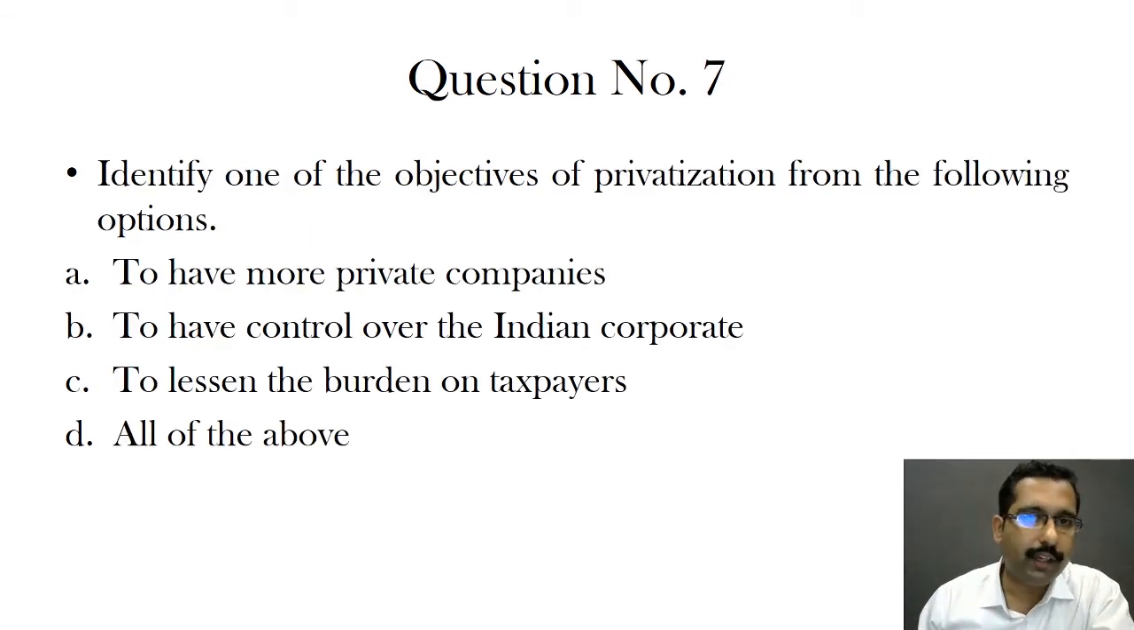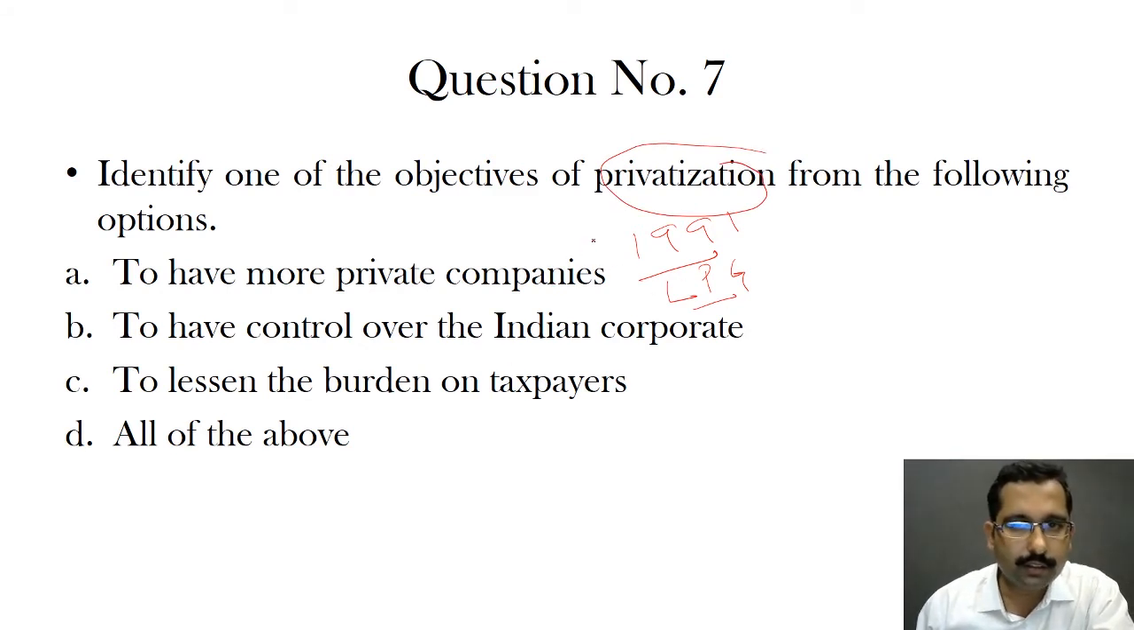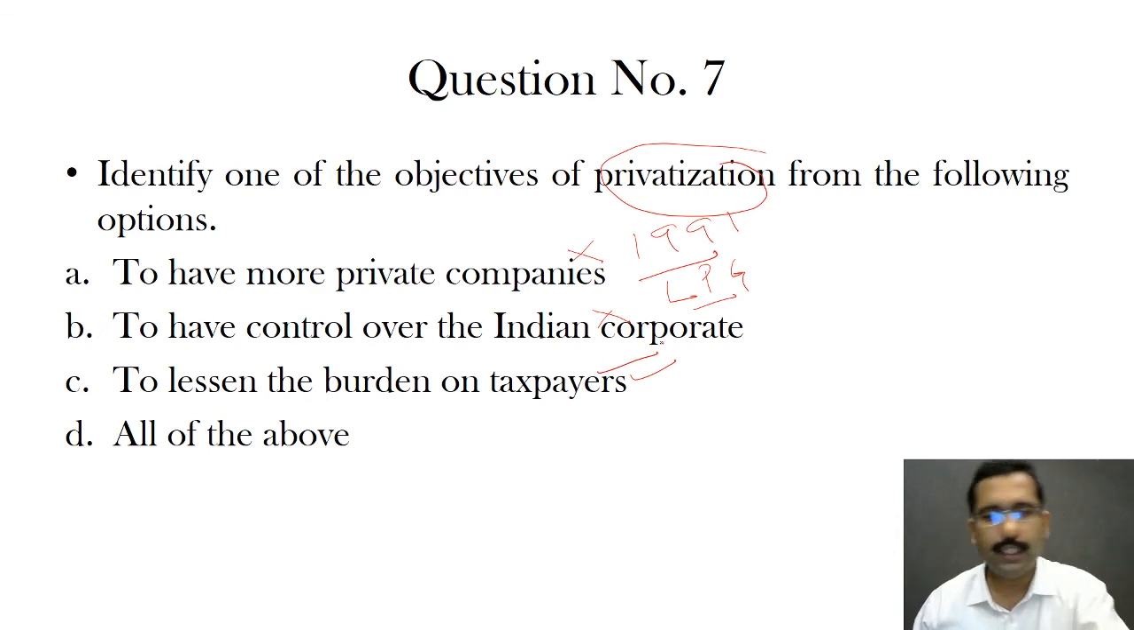Question number 7. Identify one of the objectives of privatization from the following options. We know that in 1991, India introduced the new economic policy, very popularly called LPG. So what is the answer? To have more private companies? Definitely not. To have control over Indian corporates? No. The answer would be to lessen the burden on taxpayers, because the public sector companies were running on taxpayers' money, and when they went into loss, it was taxpayers' money that was used. To save that, privatization was done. One of the objectives was that. So the answer is option C.